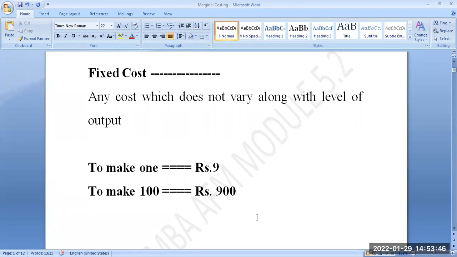Okay, anything else? Salary payable to the manager. Suppose there is a lockdown. The manager is ready to come. You appointed a manager whose salary is 1 lakh rupees per month. You don't produce anything, so he does not do anything, but he is not bothered about that. He is asking for his salary of 1 lakh rupees. So salary payable to the manager is an example of fixed cost. Any other example?